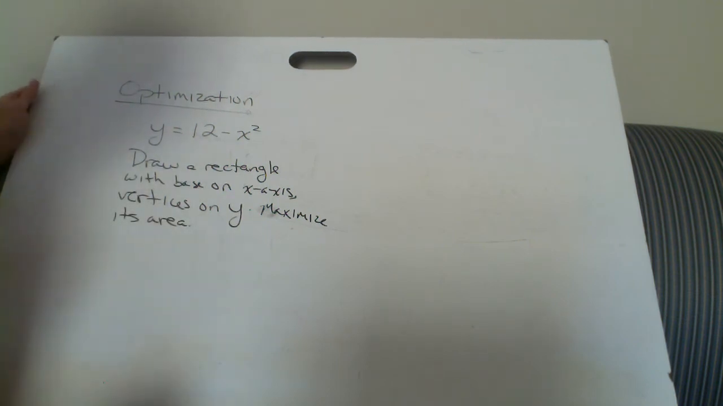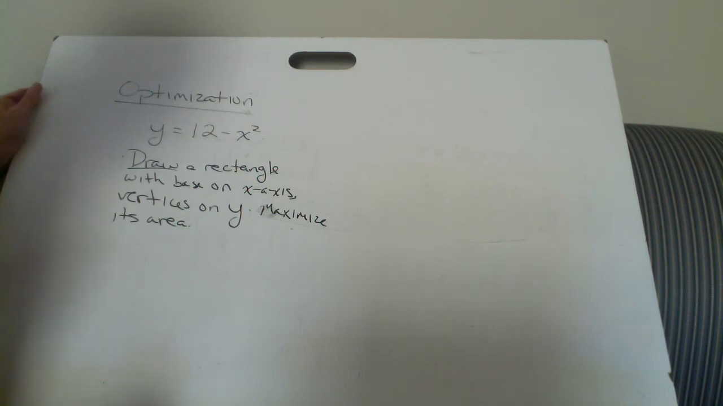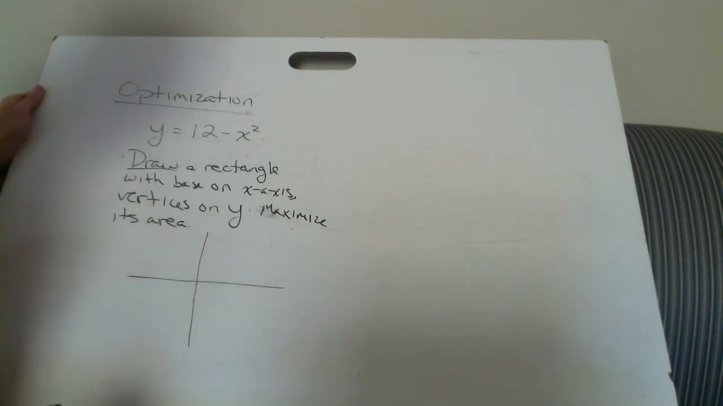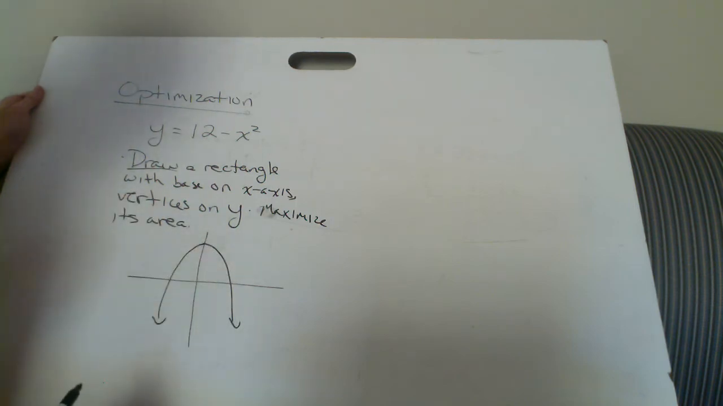Okay. So whenever I'm given a prompt like this, anytime it's draw or there's a shape or something involved, I always want to draw it. That's my first step. Drawing it will give me a nice visual on what's happening here. So I'm going to draw this starting with 12 minus x squared. We can draw 12 minus x squared just like this. It's a nice parabola. The negative means it's reflected over the x-axis, so it opens down. The 12 means it's shifted up 12.